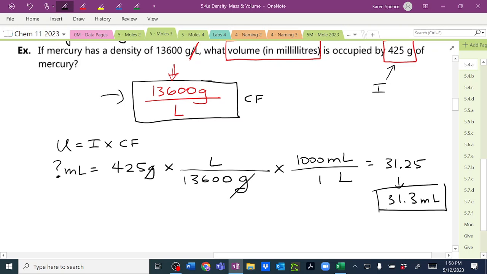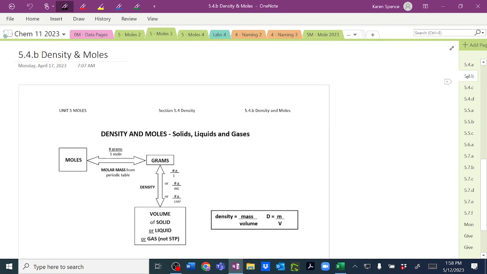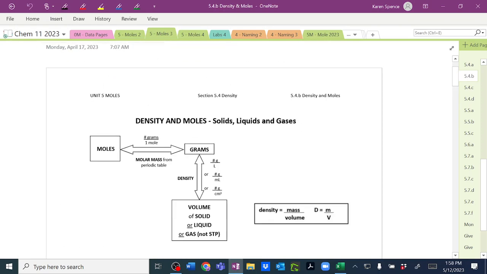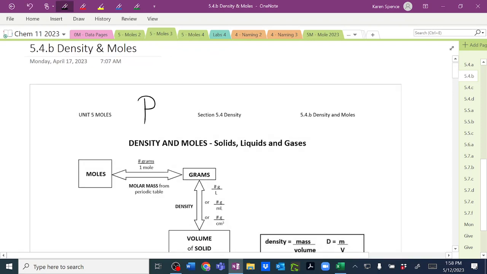Yes? Okay. Now we're going to move on to 5.4b. We're not actually going to do any problems on this today. This is on page 71. Because we're going to connect density to the mole.